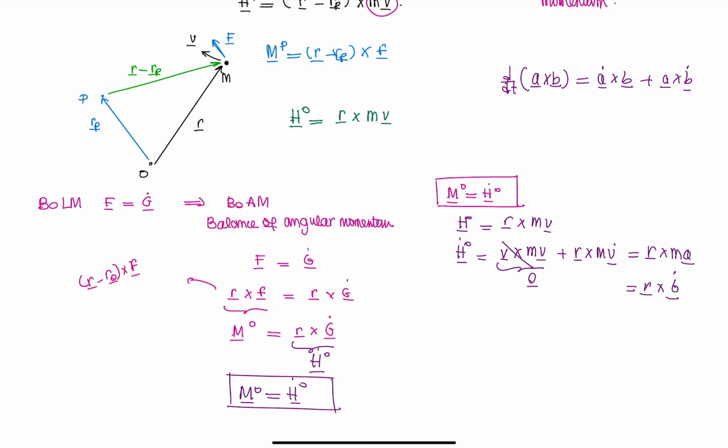We can only derive the balance of angular momentum from the balance of linear momentum for one particle. Later on, when we talk about systems of particles and rigid bodies, those two laws are going to be completely independent. We cannot derive one from the other one. That's why we will call the balance of angular momentum Euler's second law, completely independent from Newton's second law or Euler's first law.